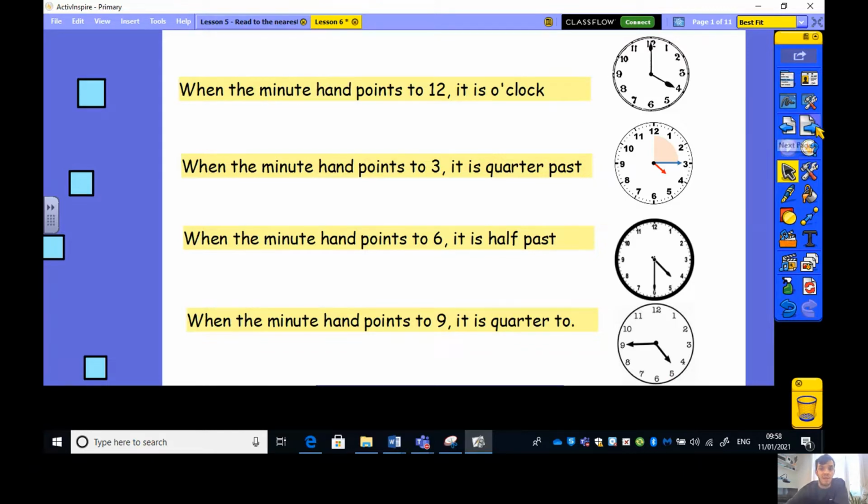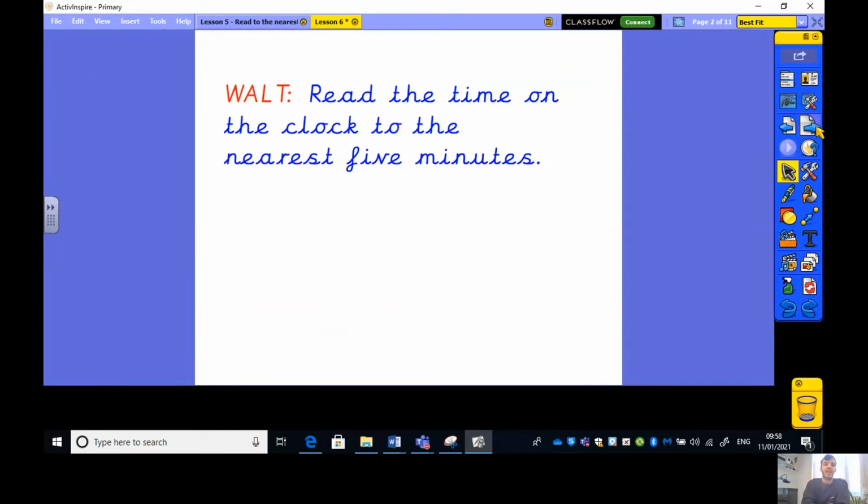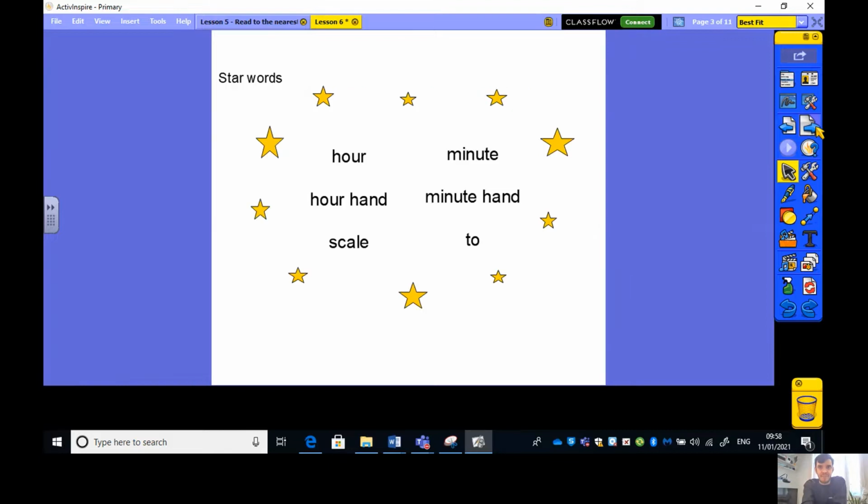Okay, really well done if you got all those correct. Today, we're going to read the time on the clock to the nearest 5 minutes. Yesterday, you were doing this in terms of past the hour: 5 past, 10 past, quarter past, 20 past, 25 past, half past. Okay. Today, we're going to be reading that to the hour. And how we do that is slightly different. So you must pay attention today.